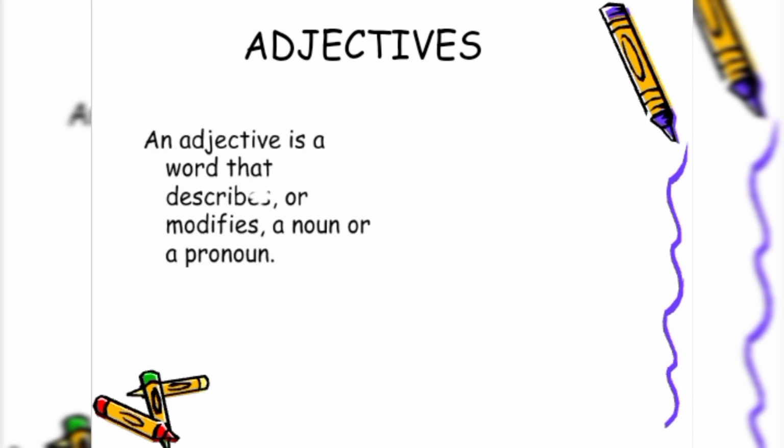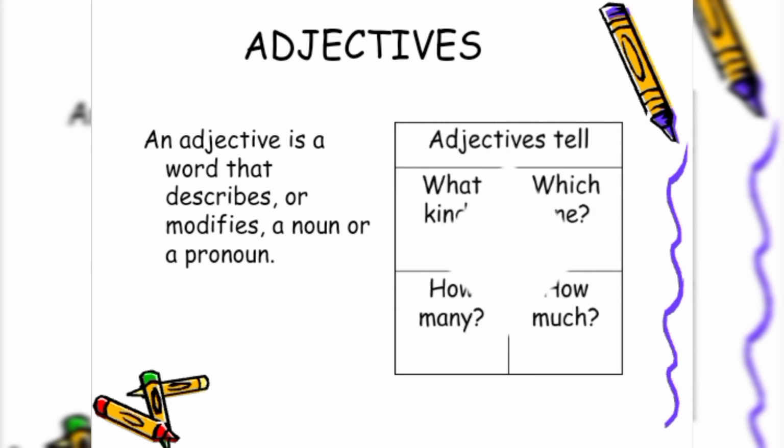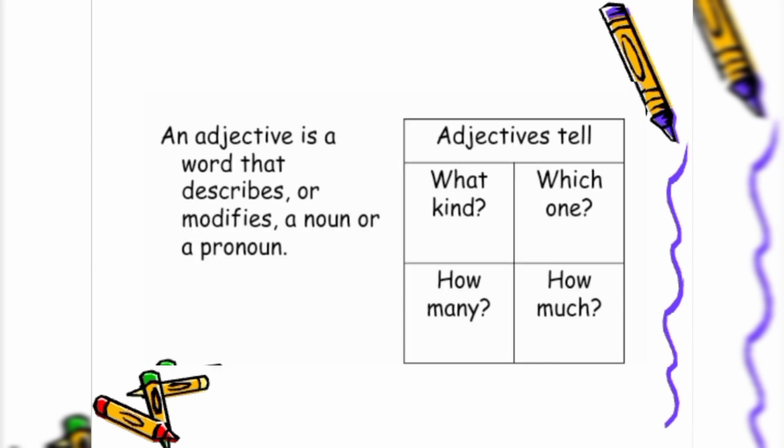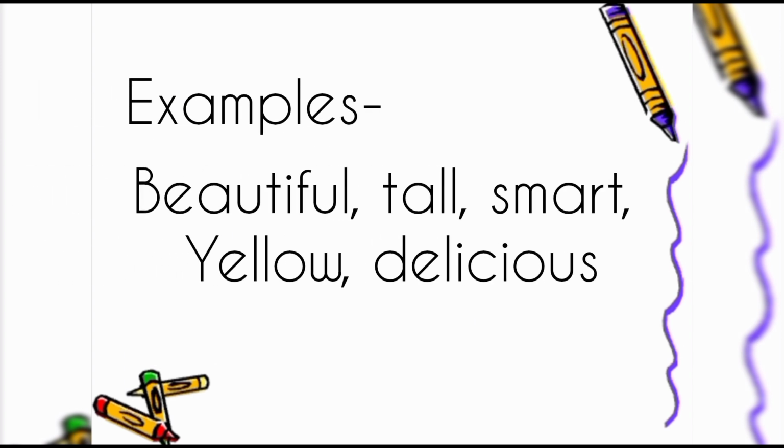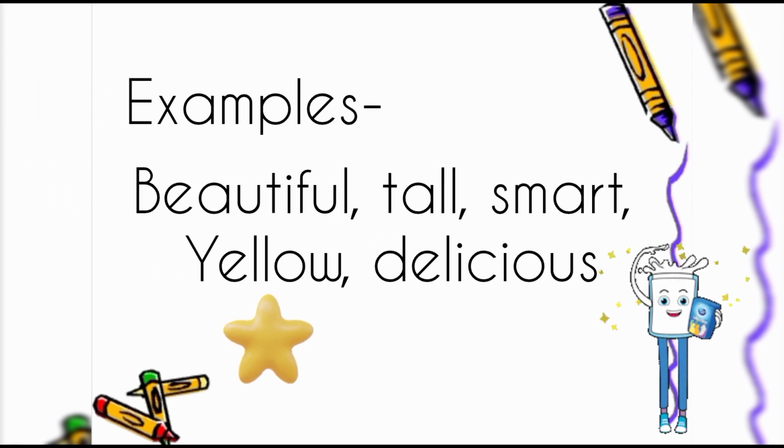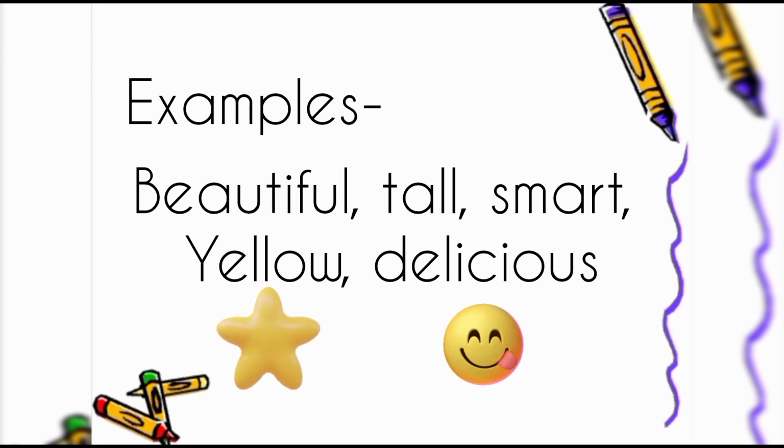Now let's see adjective. An adjective is a word that describes or modifies a noun or a pronoun. Like it tells us more about the noun or pronoun. Adjectives tell us what kind, which one, how many, or how much. Some examples are beautiful, tall, smart, yellow, and delicious. Adjectives tell the specialty of a noun or pronoun.